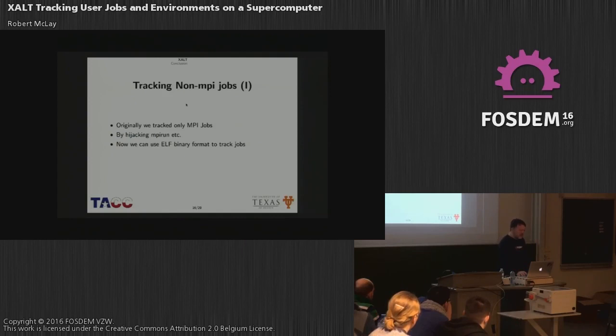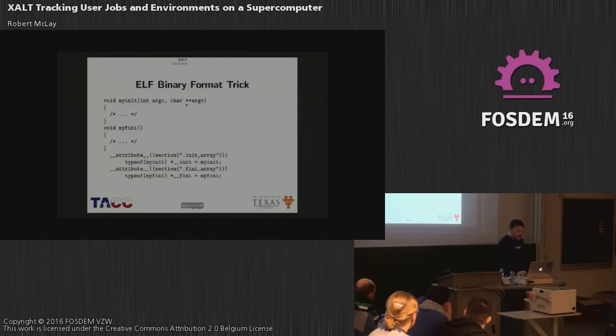And so hijacking mpirun or the equivalent at each other site was a maintenance nightmare. And so we're using an ELF binary trick to track jobs. It turns out that ELF has an init array and a fini array. You can register a function in those, and this function will be called before main, and this one will be called after main.